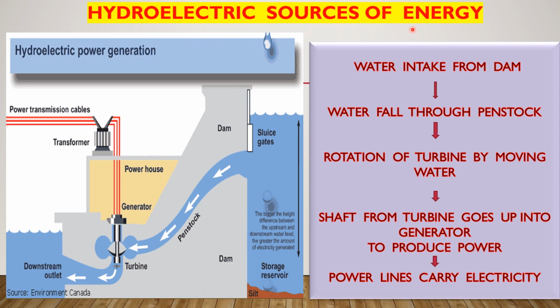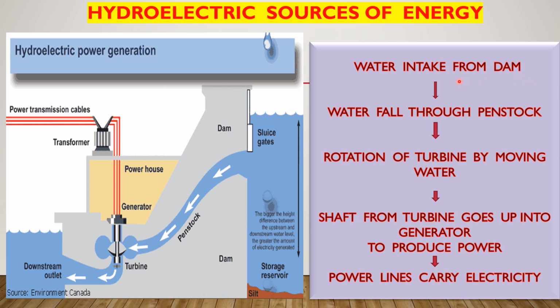Firstly, hydroelectric sources of energy. This, as the name suggests, hydroelectric, it's something to do with water, as we all know. So how it happens? As you can see in this diagram picture, as the sluice gates are lifted up, the water rushes out through this penstock with a great force, and thus it rotates the turbine, generating electricity.